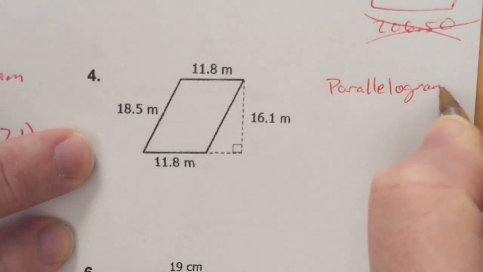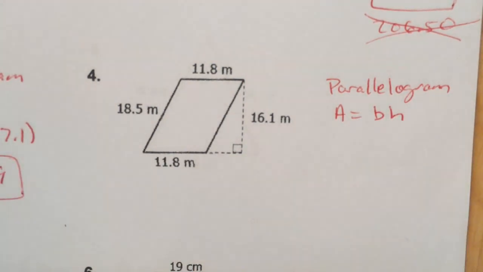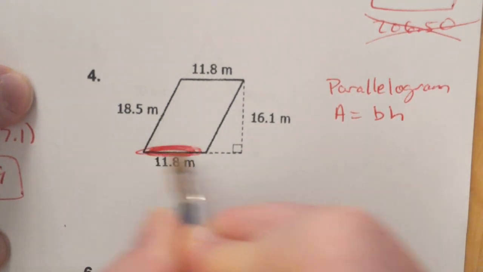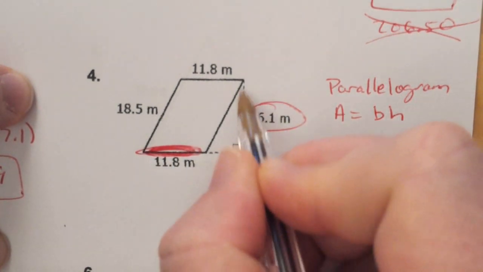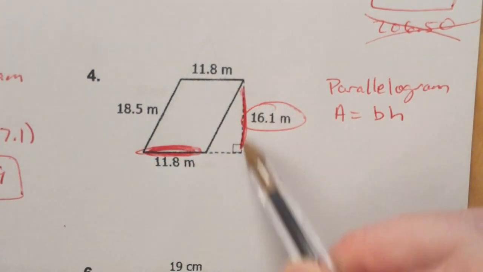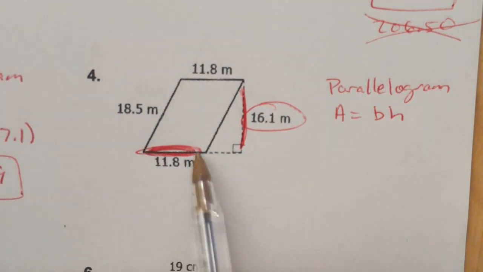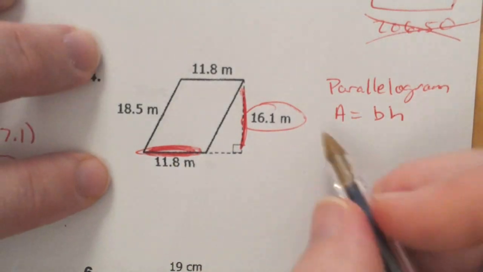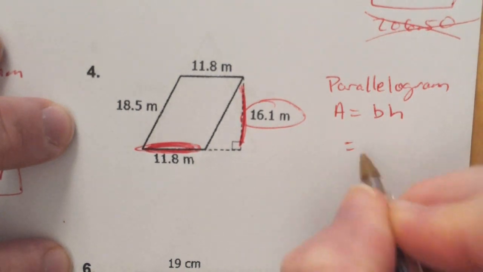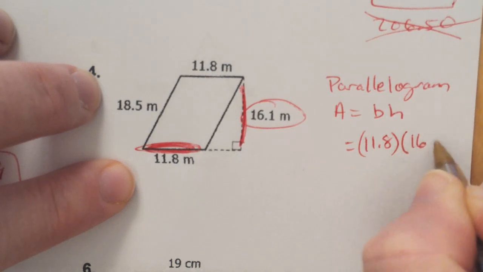It's a parallelogram, which means that area equals base times height. And remember, the base and the height are always at a 90-degree angle. So we want the solid part. This is your base, and this right here is your height. I don't care where the door is, the height of the door. The door could be way over here for all we care. That's the height of the door, but the base is where the solid part is. So our base is 11.8, and the height of the door is 16.1.